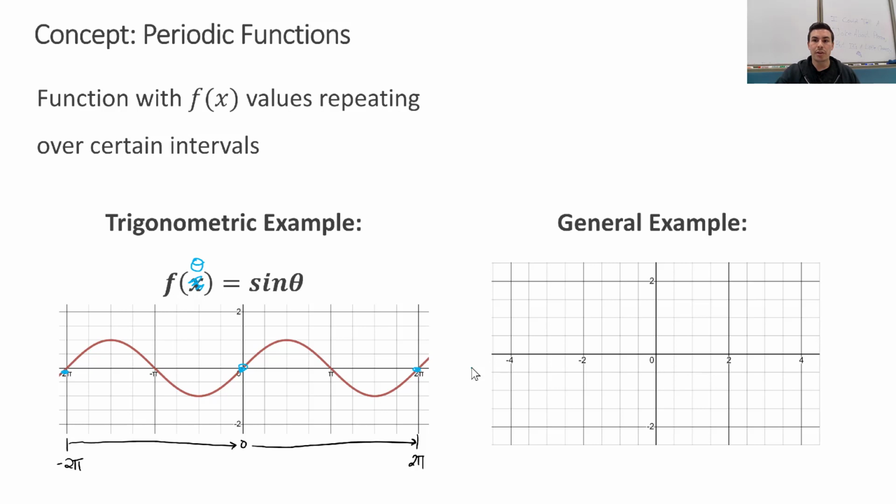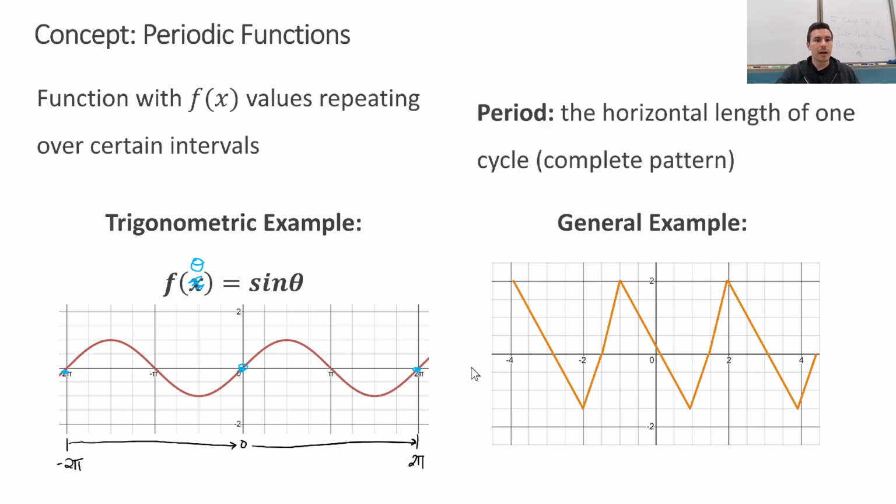All right, so my general example then, my period again is the horizontal length that it takes to complete one cycle or one pattern of my function. So one complete pattern for this example here on the right, we could see our values start to repeat when they reach 2 again, right?